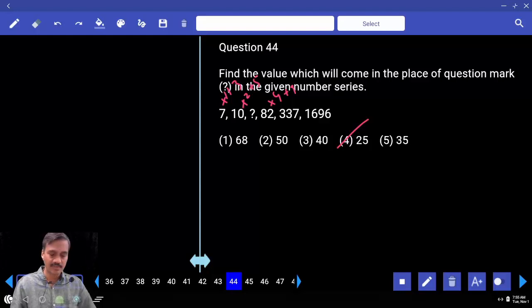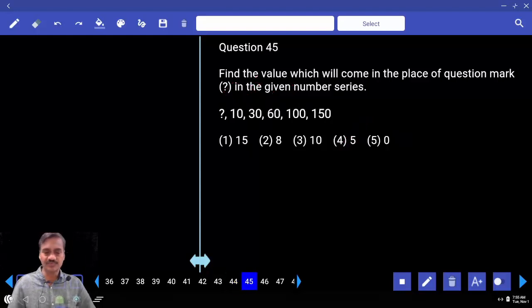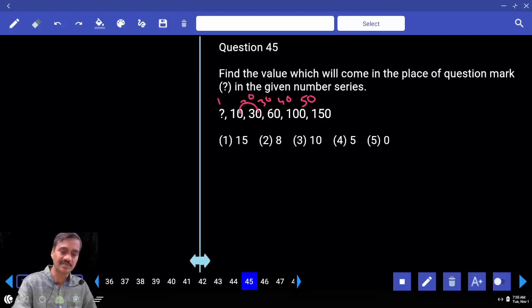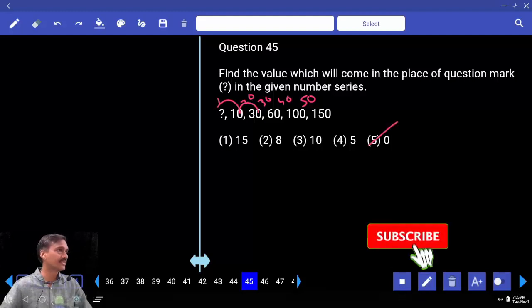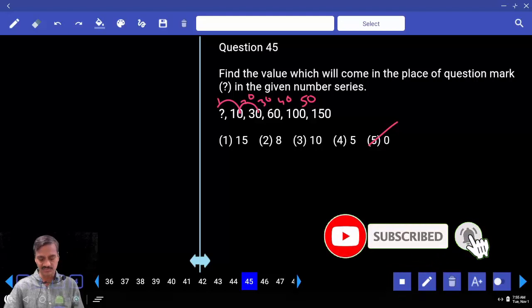Done with this? Then next one, 45. Now in this 45, the difference between these two is 50. Here it is 40, 30, 20, and next one is 10. Hence, 30 minus 20 is 10, and 10 minus 10 is 0. That is choice 5, question number 45. And this is about paper number 295.